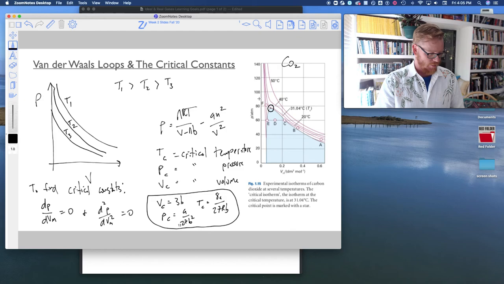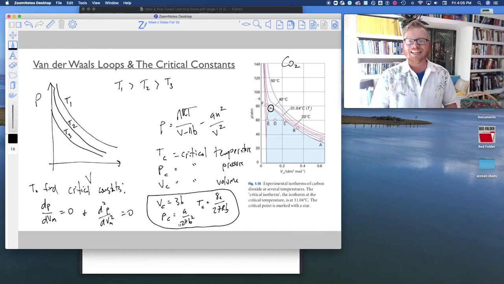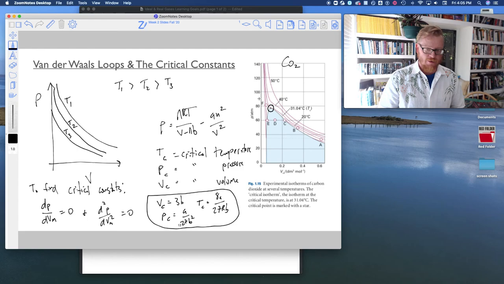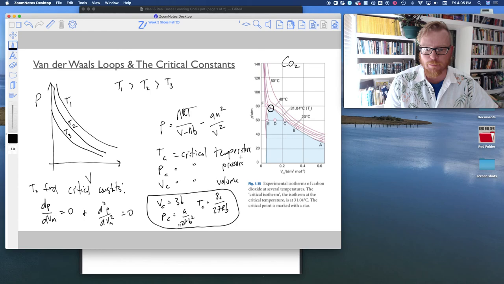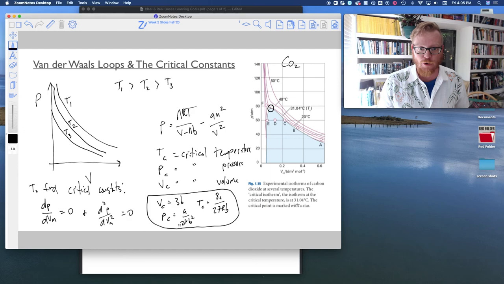I get 303.6 Kelvin minus 273.15. Hey, that ain't bad. I just got 30.42 for the theoretical critical temperature. The experimental is 31.04. That's not bad. That's not bad at all. Okay. Great. So what else do we got?